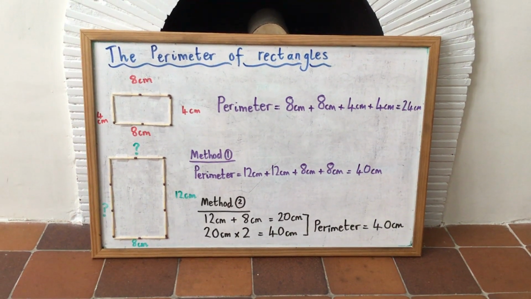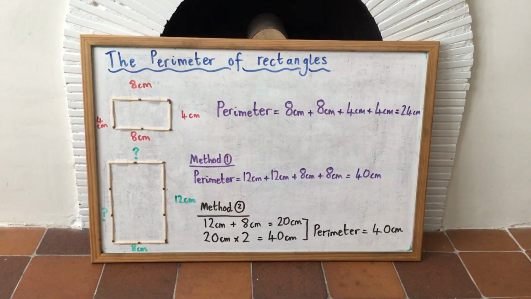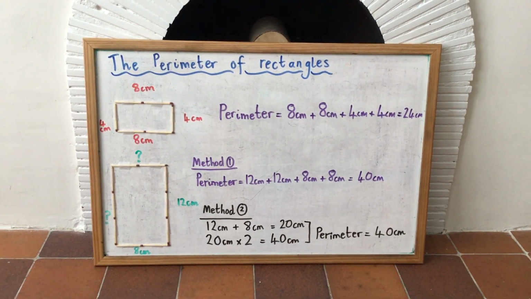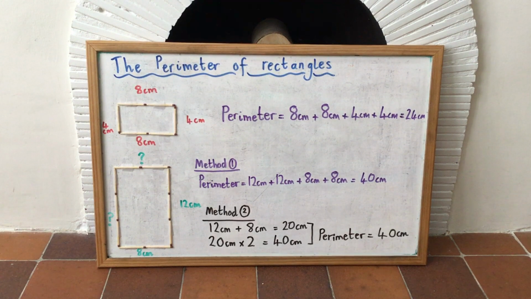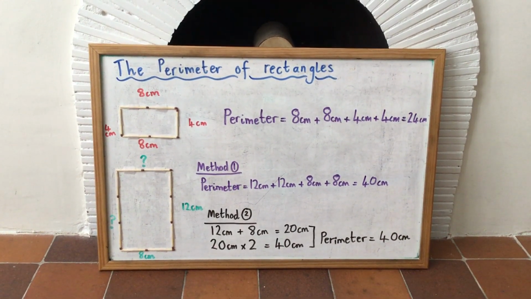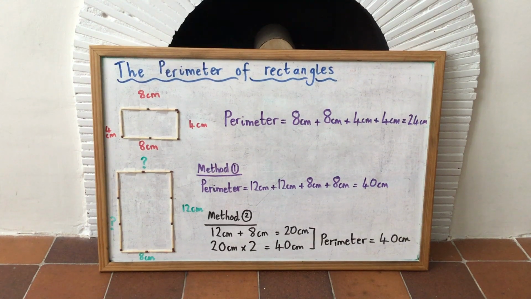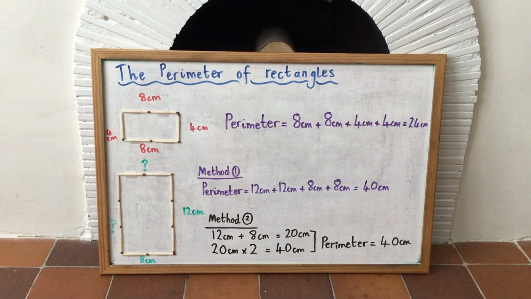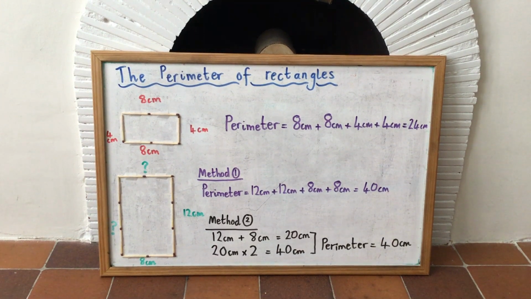Hi Pine class, today in our maths lesson we're going to learn to calculate the perimeter of rectangles. Now just as a reminder, the perimeter is the distance all the way around the outside edges of a shape. Now we're going to look at two examples that you're going to encounter today.